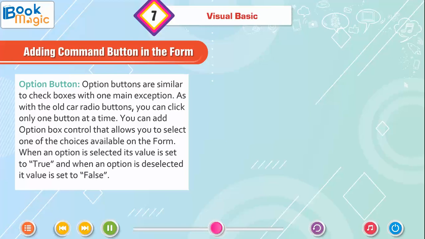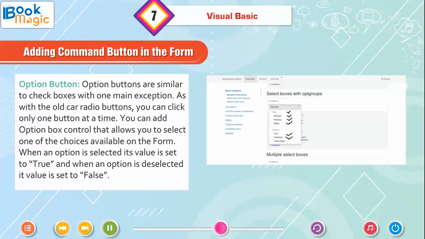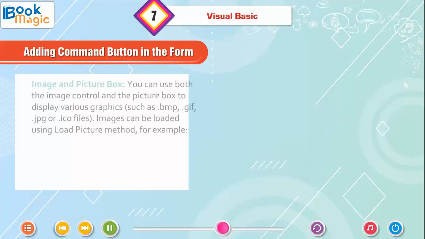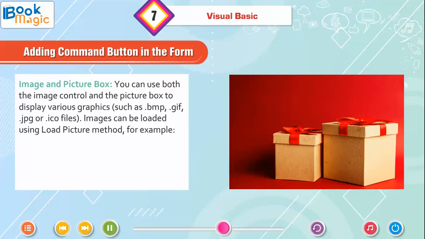Option button. Option buttons are similar to checkboxes with one main exception. As with the old car radio buttons, you can click only one button at a time. You can add an option box control that allows you to select one of the choices available on the form. When an option is selected, its value is set to true, and when an option is deselected, its value is set to false.